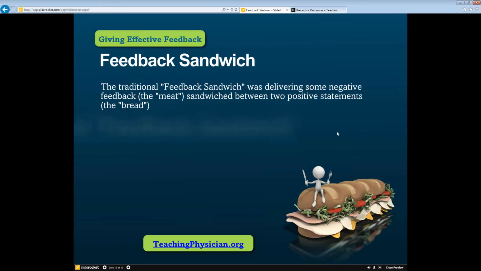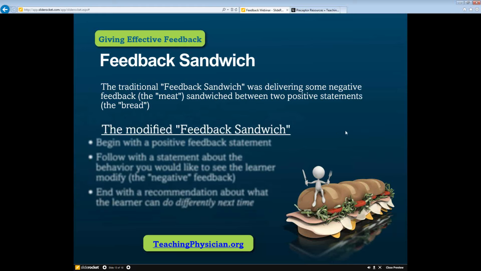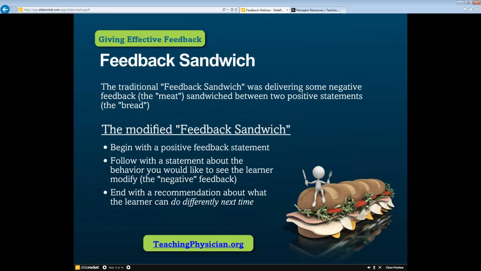What I like to do is change it and suggest a modified feedback sandwich where you do begin with a positive feedback statement, because that is easier to hear once you initiate your discussion. You come up with your statement about what you'd like to see the learner modify, so that's the negative feedback, and we'll go over how to introduce those topics. But then you end with something that is an action item. So you tell them your recommendation, your guidance about what the learner can do differently next time so that they more closely hit the target that they're striving for.